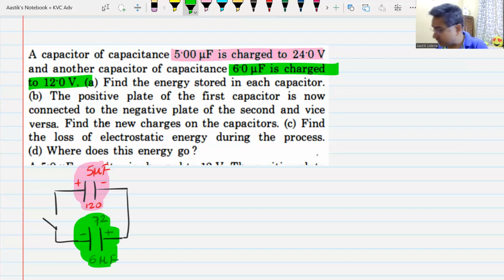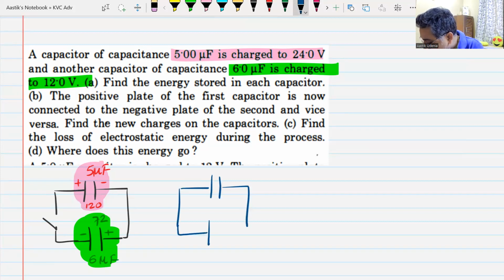Now, when the switch is closed, let us assume that this is the final condition of the capacitors. I assume that this is the positive plate, this is the negative plate, then this will be the positive plate and this will be the negative plate. This is my assumption. Do we understand this? Yes, sir. I assume that this plate has plus Q charge, so this plate will get minus Q. Do we understand this? Yes, sir.